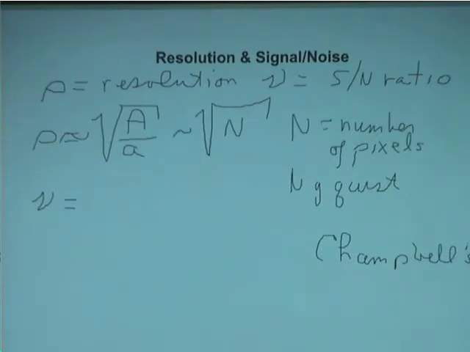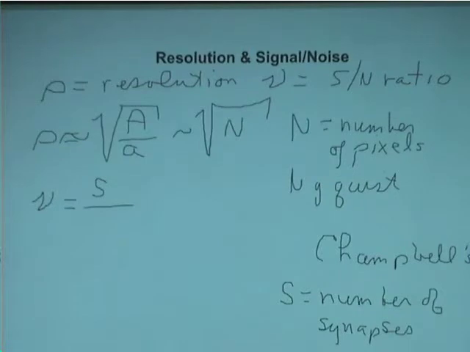And so Campbell's theorem says, S is the number of synapses that one neuron has, and Campbell's theorem tells us that the signal-to-noise ratio, S is the average, and the square root is, the signal-to-noise ratio is proportional to the number of synapses divided by the square root of the number of synapses. That's basically a version of Campbell's theorem.